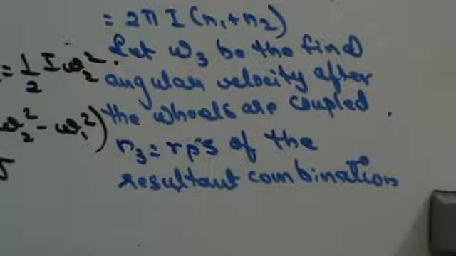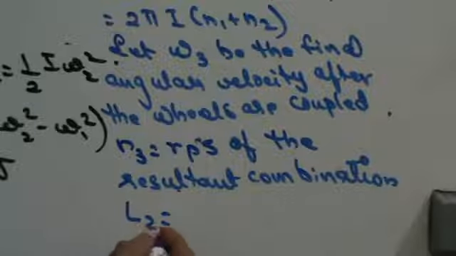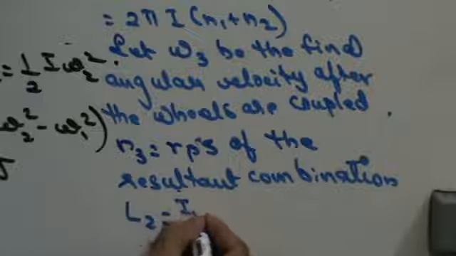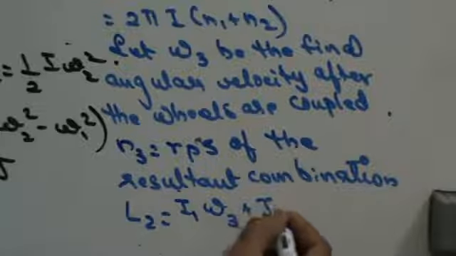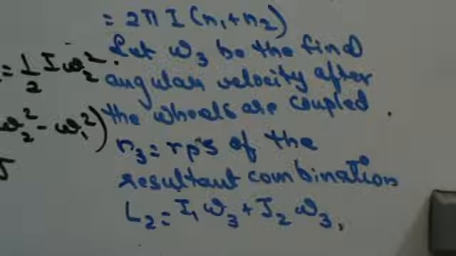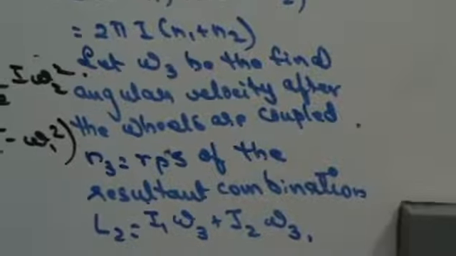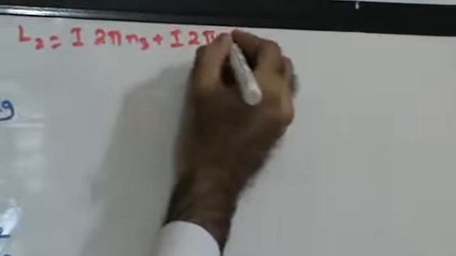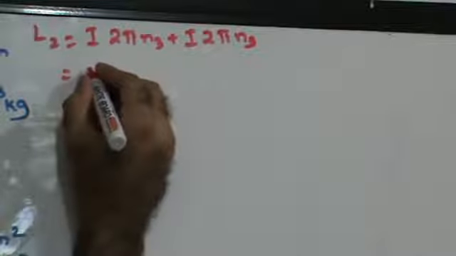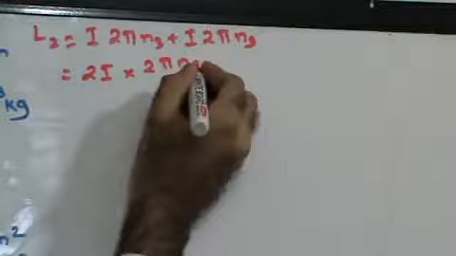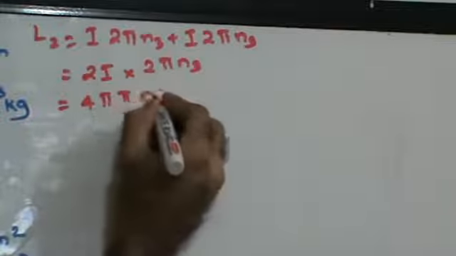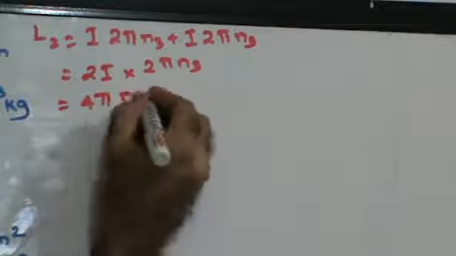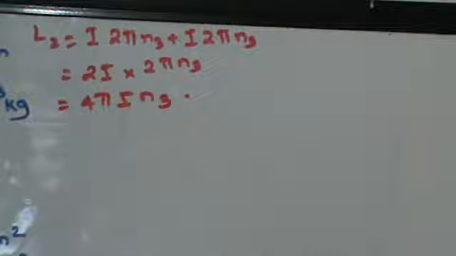So I can therefore say that L2, the final momentum of the system, when both the wheels have been coupled together, will be nothing but I1 omega 3 plus I2 omega 3. Since both the wheels have been coupled together, they will have the same angular velocity. Both of them are going to be moving with the same speed. Now I1 is equal to I2. So L2 will be I 2 pi n3 plus I 2 pi n3. So this is 2I into 2 pi n3, which is 4 pi I n3.